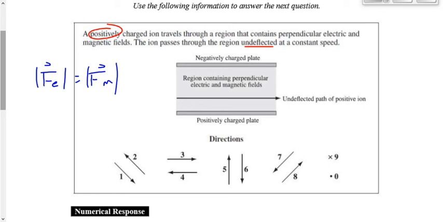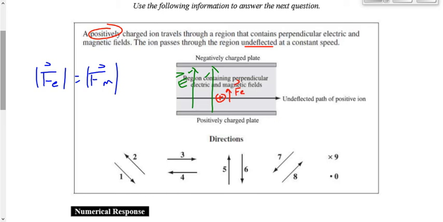Got it? So in other words, one force has got to be up and one force has got to be downward. Let's look and see what we can figure out here before we even read the question. We've got a negatively charged plate and a positively charged plate. That means the electric field points upwards toward the negatively charged plate. And that would mean since we have a positively charged particle, the electric force would also be upwards.